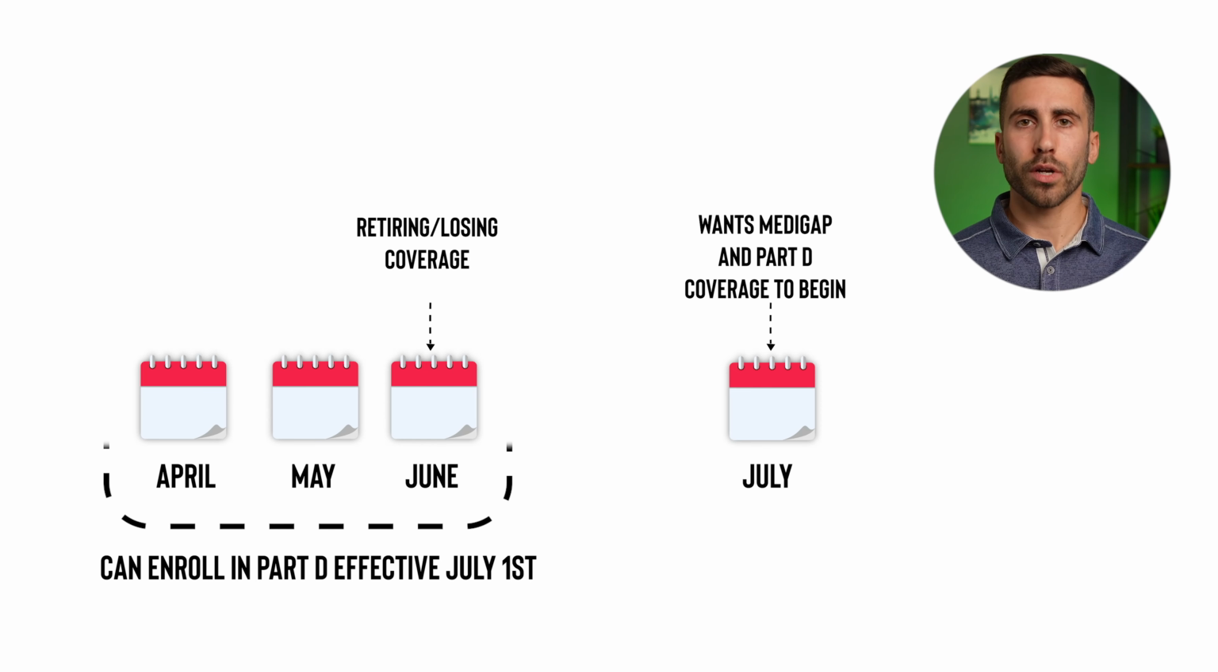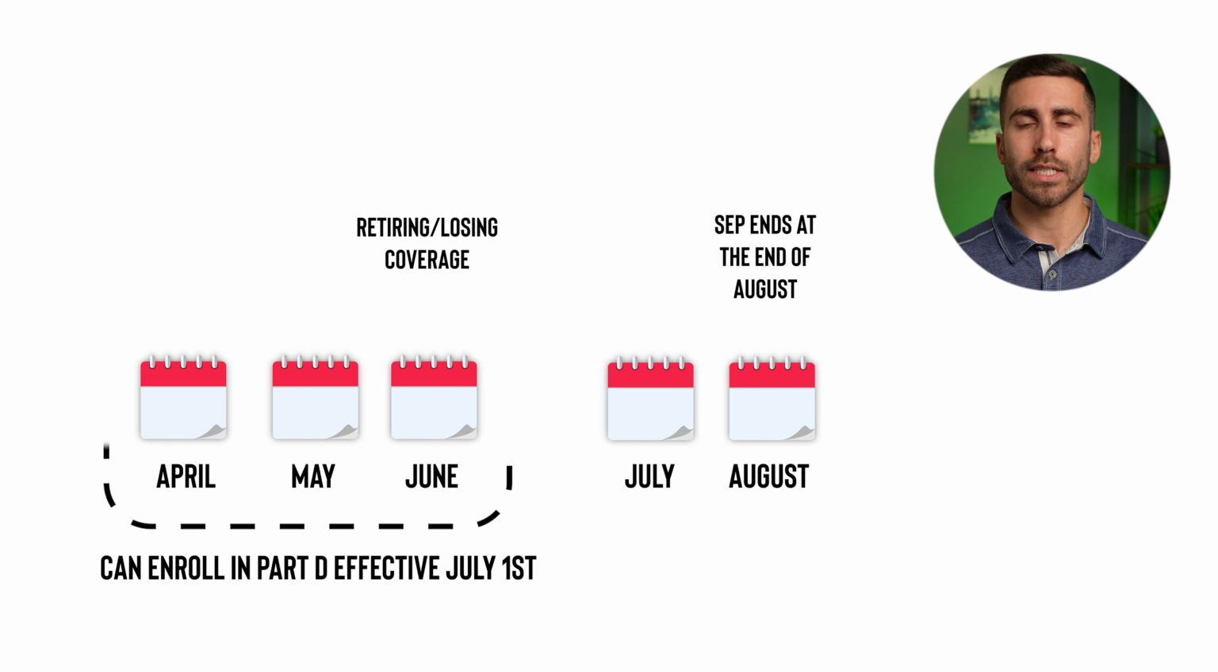This SEP would allow him to choose an effective date for his coverage up to 3 months after he completes the application, so he can enroll in Part D coverage in April, May, or June for a July 1st effective date to avoid unnecessary gaps in coverage. However, if for some reason he does not proactively enroll in coverage, he would still have through August, which is 2 months after the month his employer coverage ends.